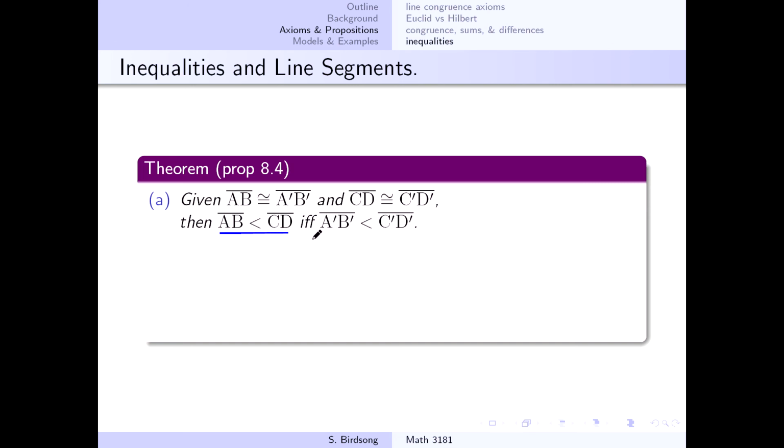Now, if and only if means you can go either way. So if you don't know that AB is less than CD, but you did know the inequality with the primes, you could also read it backwards. In other words, algebra works. If you've got two line segments that are congruent to each other, you can replace the name of one of the line segments with the name of the other anywhere in any property.